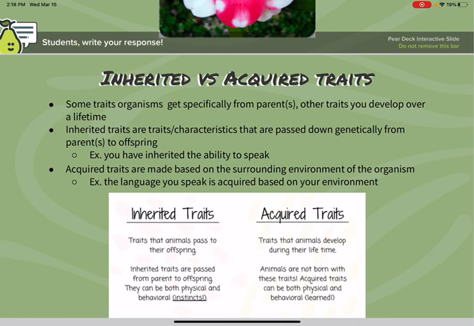So inherited would be your hair color, your height, maybe a little bit of your athletic ability. Acquired would be learning how to play a specific sport, like if you play football or basketball, learning how to read, write, do math, all of that stuff.